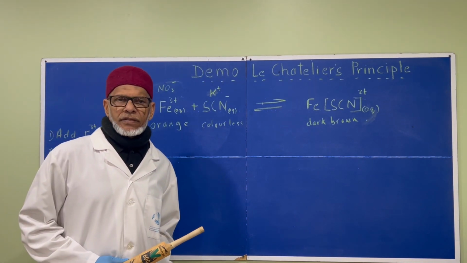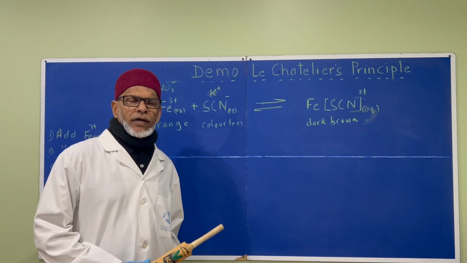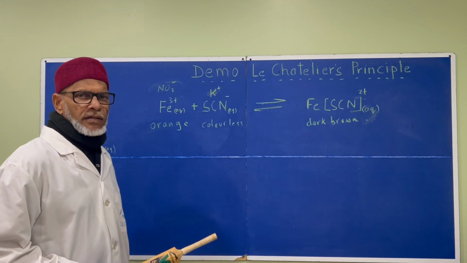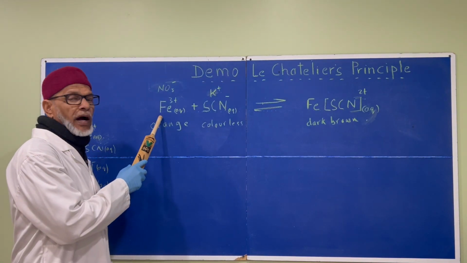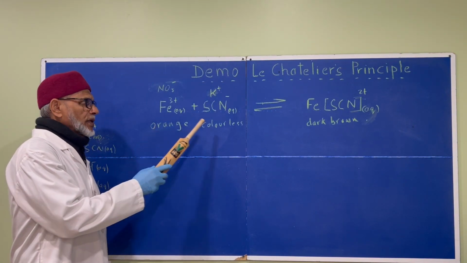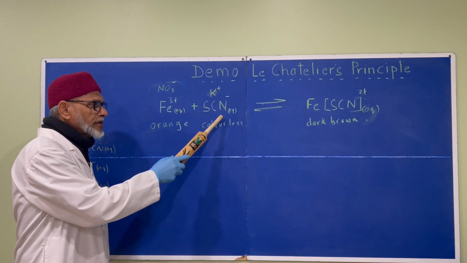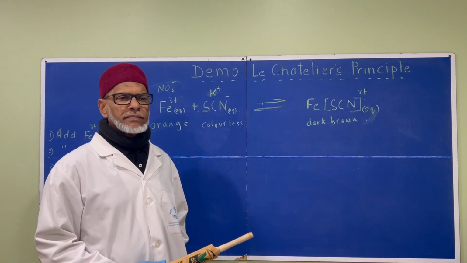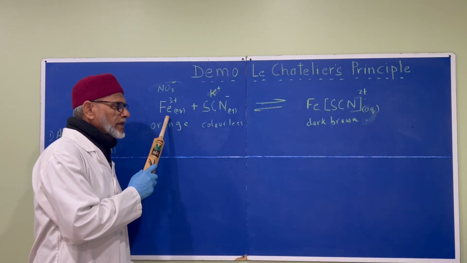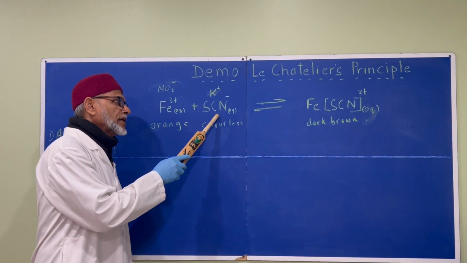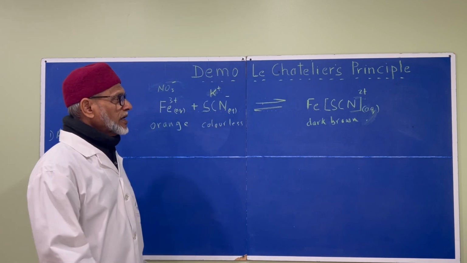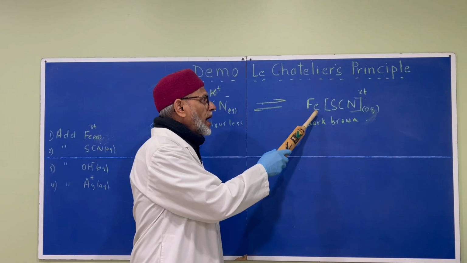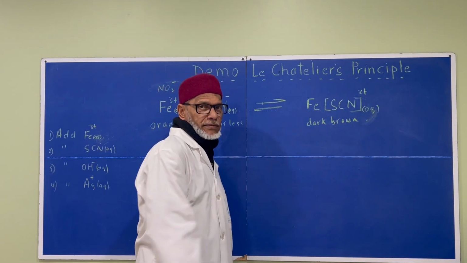In this activity, we'll be trying to create an equilibrium mixture by reacting an aqueous solution of iron 3 nitrate with an aqueous solution of potassium thiocyanate. When these two are mixed together, the iron 3 ions react with the thiocyanate ions to give a dark brown looking complex of iron thiocyanate.